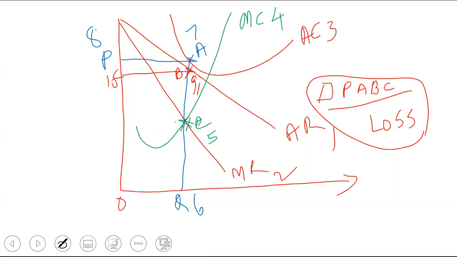Every day you will have to read this. Continue. Monopoly firm is incurring loss, L-O-S-S. Put in brackets, AR is less than AC.